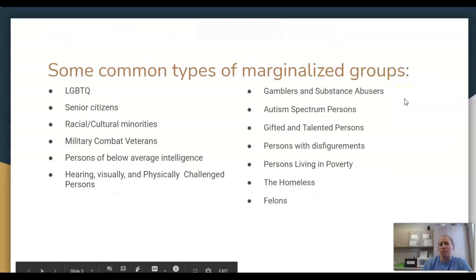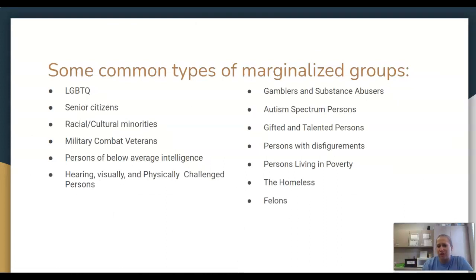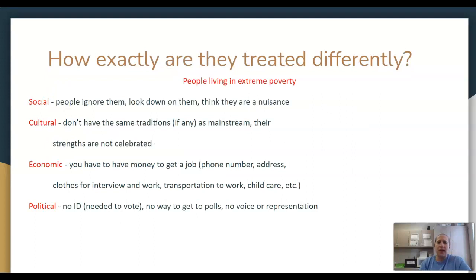All right, then, as we continue going here, some common types of marginalized groups. I'll let you kind of look through that. And then again, remember you need to add that to the bottom of your paper. And then let's talk about how they're treated differently. So people living in extreme poverty, if we think about those 4 different ways that people are treated differently if they're in a marginalized group, we think about social, cultural, economic, and political.